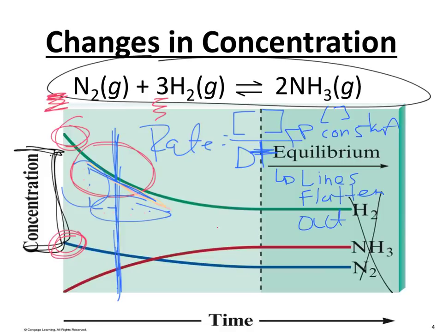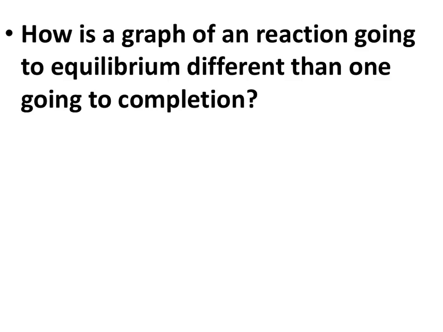There would be no reactants left. So how would you draw a line for reactants? It'd go from top right down to the bottom. So the concentration would essentially equal what if it were completion? 0. All right, so how is a graph of a reaction going to equilibrium different than one going to completion?